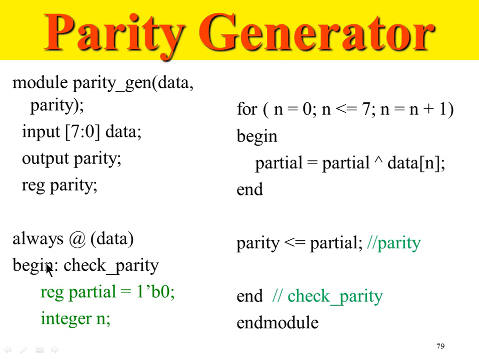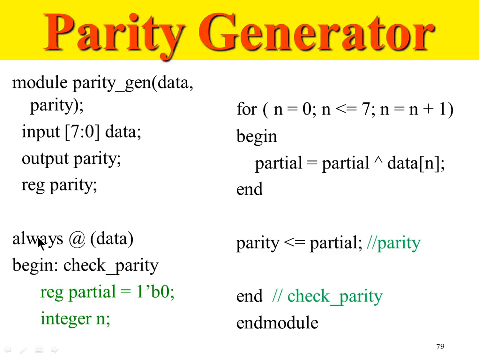Begin the always block. For an always block, we can have a label if you want. That's optional, but the language allows you to do that. For this always block, I can have a label called check_parity. And just like registers declared at the module level, I can declare registers at the always block level, which are local to the always block. This reg parity can be accessed throughout the module, in one or more always blocks. In case of reg partial, this partial is a register declared inside the always block, so it's local to this always block. It cannot be accessed outside the always block.